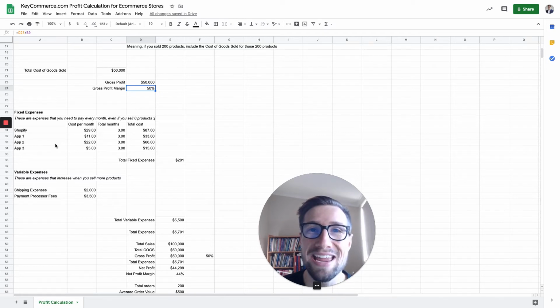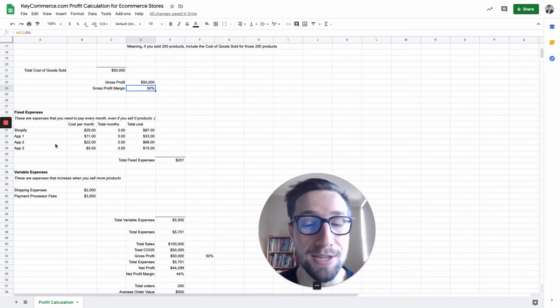Okay, so even if you don't sell any products, you still have to pay for your Shopify membership, your Shopify subscription. You have to pay for all the apps on your store. Maybe you've got a home office, you have to pay for that. All the rent and all this sort of stuff like that. That's what you include under fixed expenses. Just think about this: if you didn't sell any products, you would still be liable. You would still have to pay these expenses.